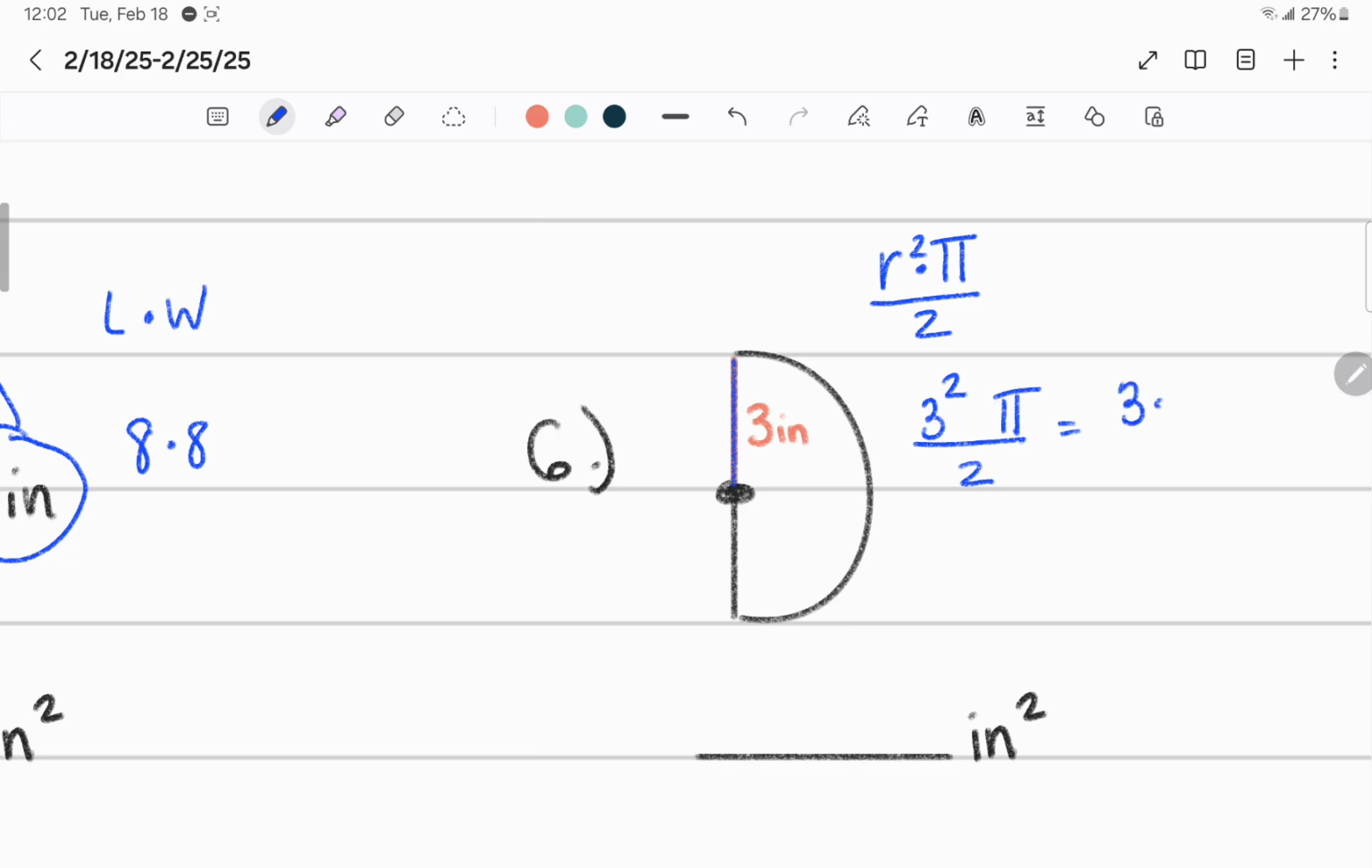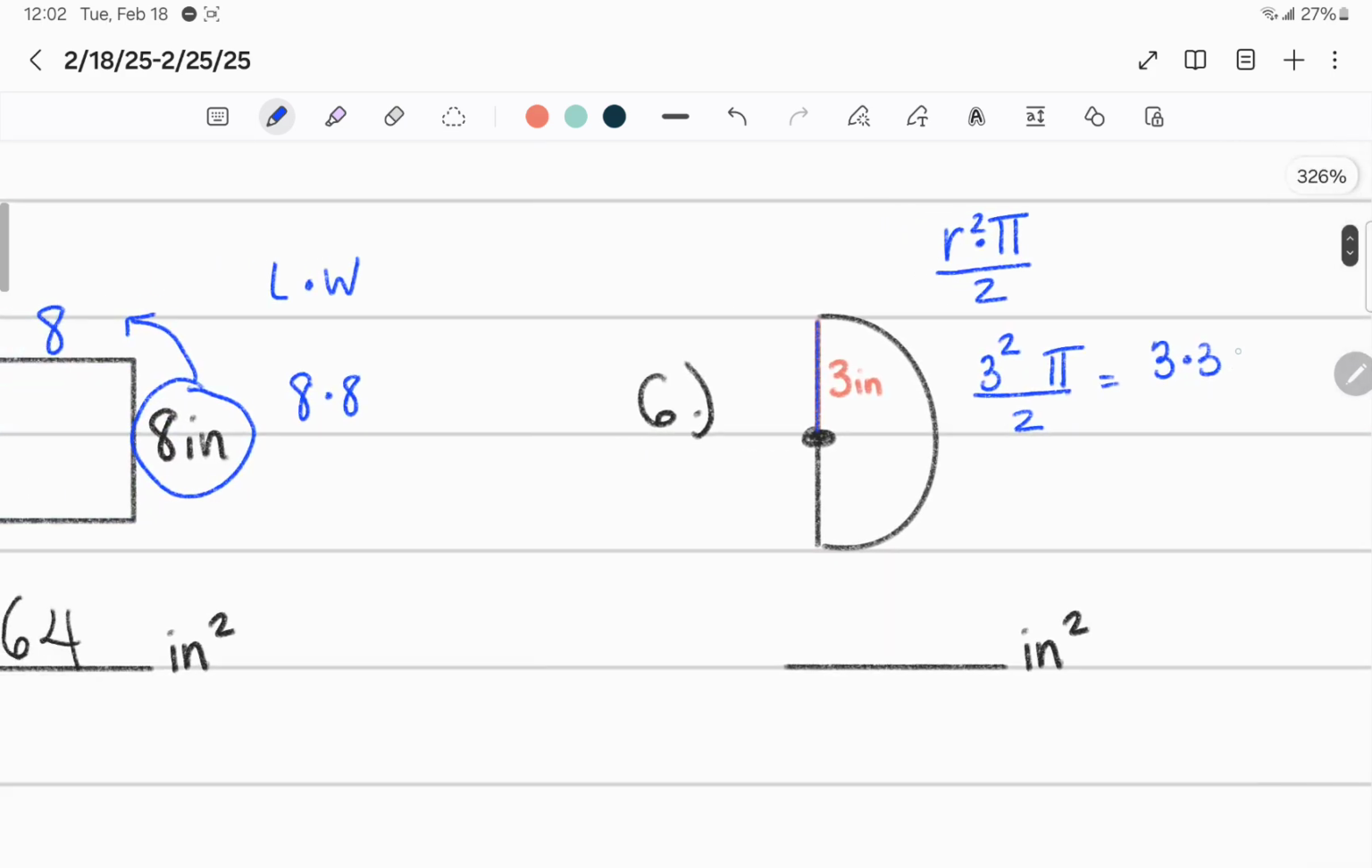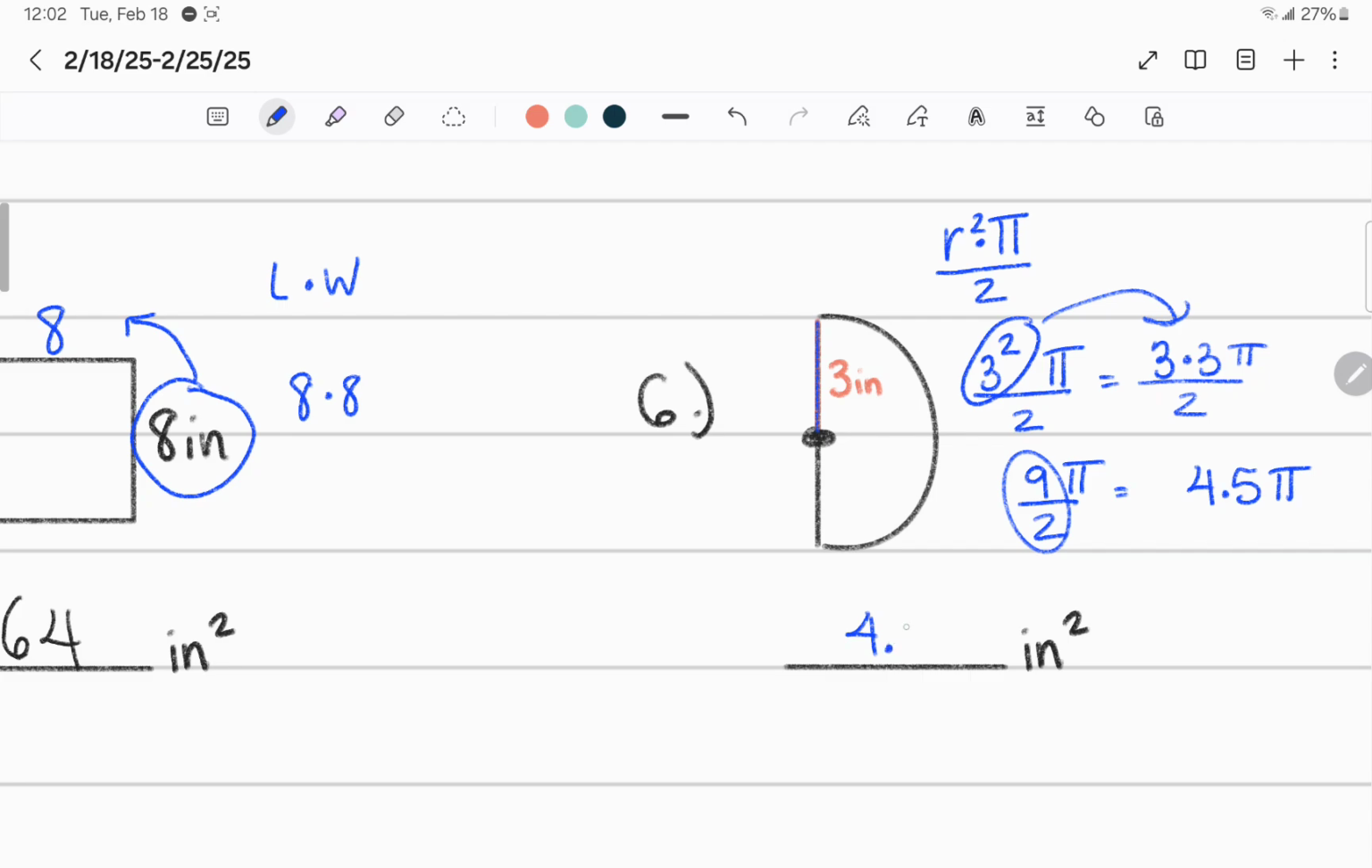Again, we're doing 3 times 3, not 3 times 2, 3 times 3 for this. That gives us 9 pi over 2. Again, you would need a calculator for this, but if you don't, you would divide it by hand. It gives you 4.5 pi. So again, the difference with this one is that we want to divide it by 2 because it's half of a circle. It's not a whole circle, it's half of a circle.